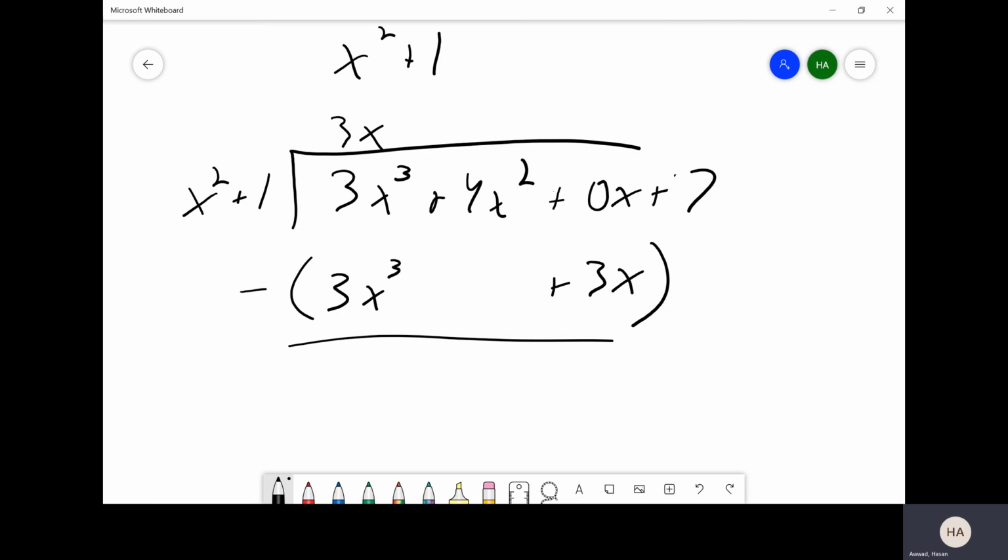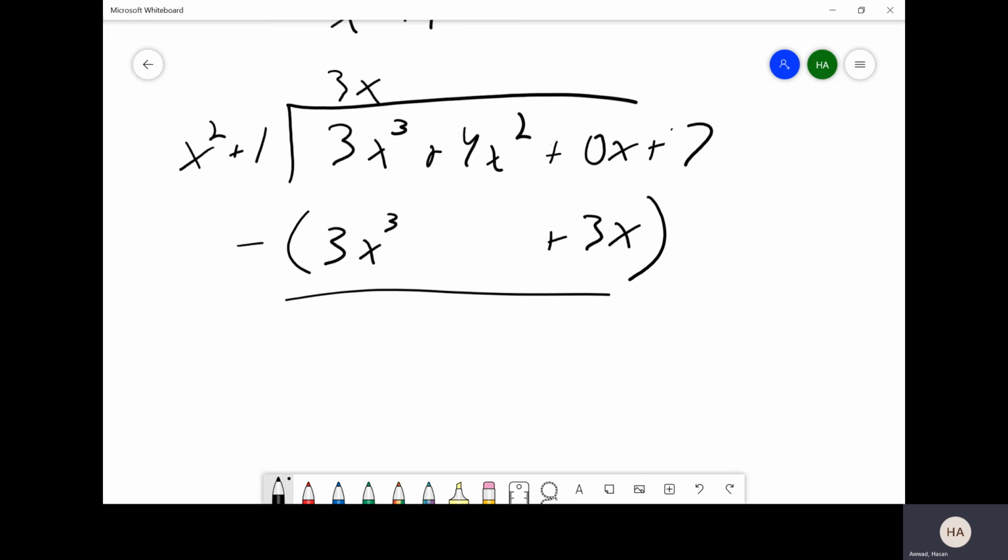What's happening to my 4x squared here? Well, nothing, right? I'm not actually getting rid of an x squared. So my 4x squared is staying exactly the same. So I'm going to actually drop this down. We're going to have 4x squared here. And now I have 0x minus 3x. So that should give me a minus 3x here. Okay, so sometimes you're going to have situations where you're going to skip a term in the middle, as we just see here, and that's purely as a result of figuring out what you need to multiply by to cancel out your first term.